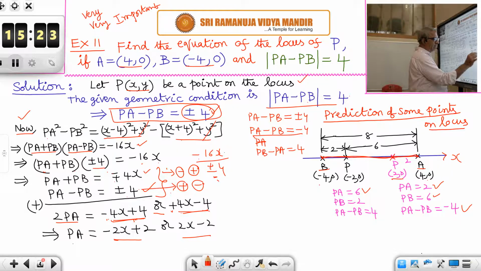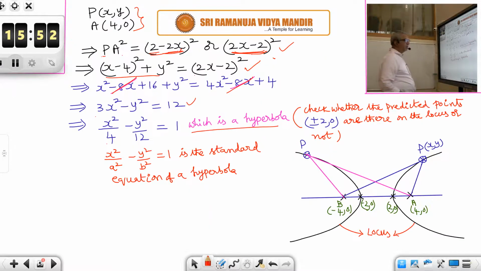So you can consider a point at 2 units distance from B also. Here 2 units. Total is 8 units from A to B. If this is 2, the remaining will be 6. So for this point, what is PA? PA is 6, this distance. PB is 2. 6 minus 2 is 4. So this point is also satisfying the condition. That means this point and this point, that is plus or minus 2 comma 0, must be points on the locus.